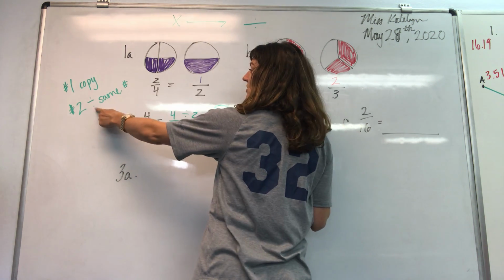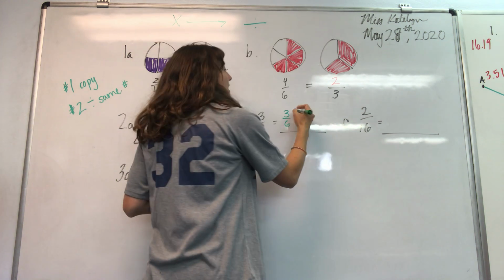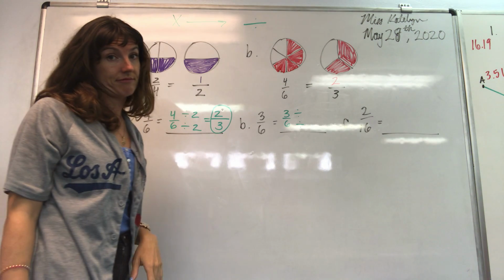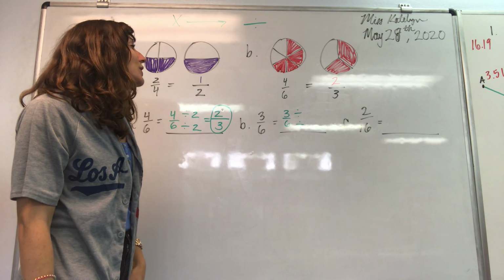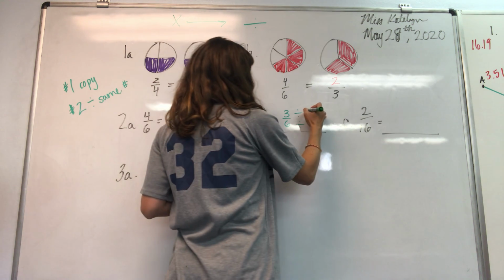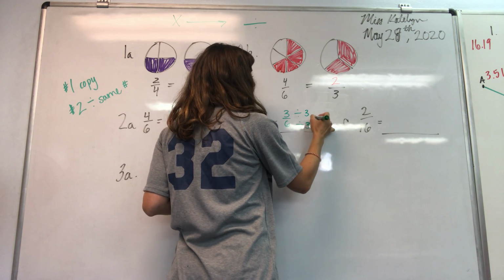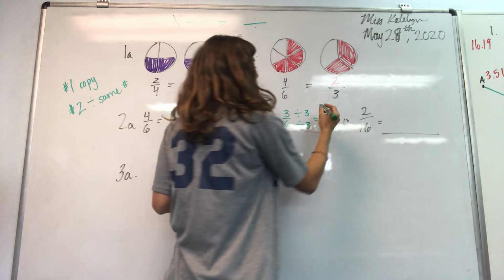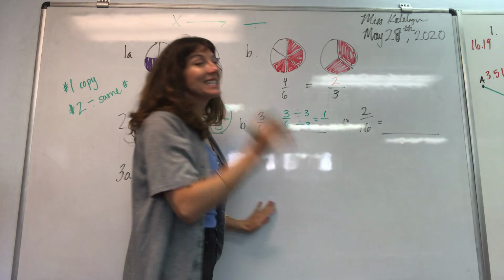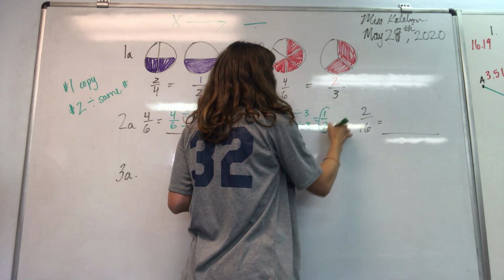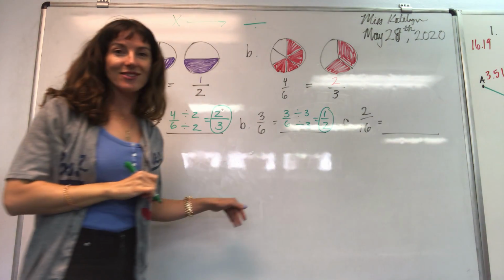3/6. Step number 2, divide by the same number. Divide top and bottom. 3 and 6 are both divisible by 3. Okay, so we're going to divide the top by 3 and the bottom by 3. 3 divided by 3 is 1. Very good. And 6 divided by 3 is 2. Very good. That is your final answer.